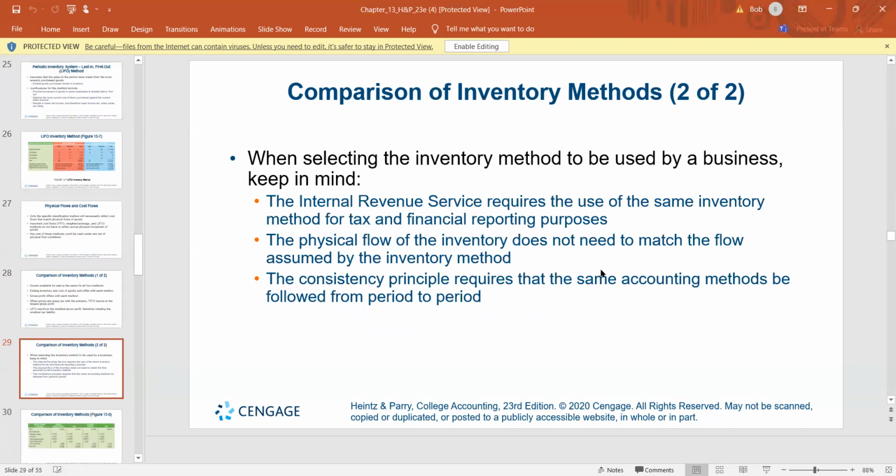When selecting the inventory method to use, there are some rules involved. The IRS requires the use of the same inventory method for tax and financial purposes. Physical flow means nothing. And you just can't change methods month to month. If you want to change methods, you have to do it probably at the end of a fiscal year, and you might have to restate the prior numbers just to show how it would have looked with the new method.